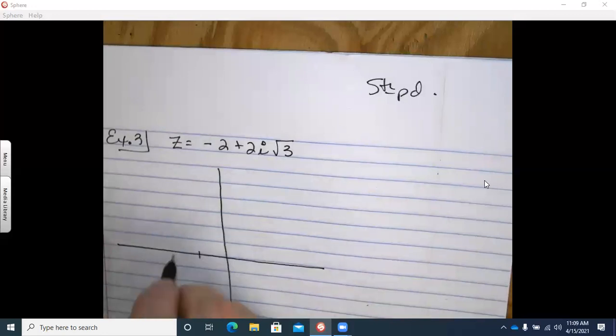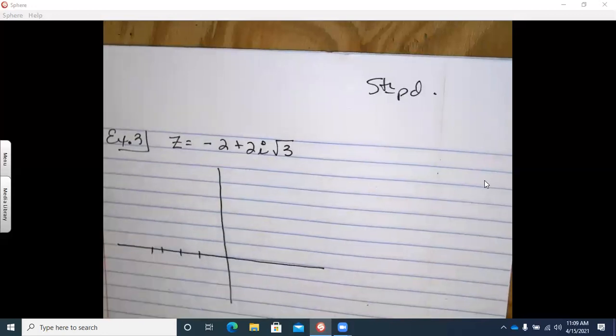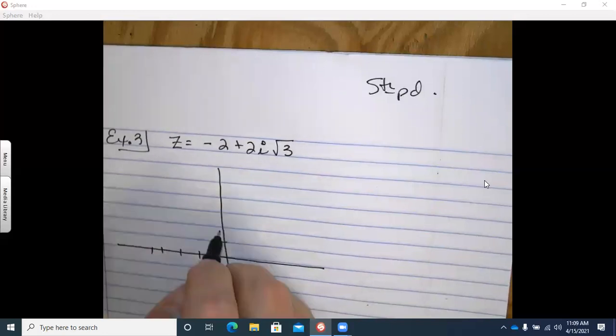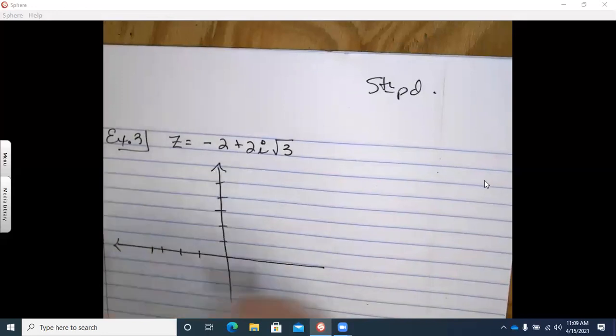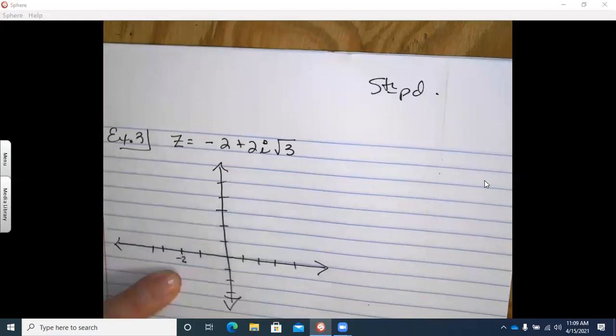Let me see what 2 times the square root of 3 is. 3.4, so 1, 2, 3. So your real part is at -2. And 2 times the square root of 3 is approximately 3.4. 1, 2, 3.4. So I'm going to be somewhere about right there.